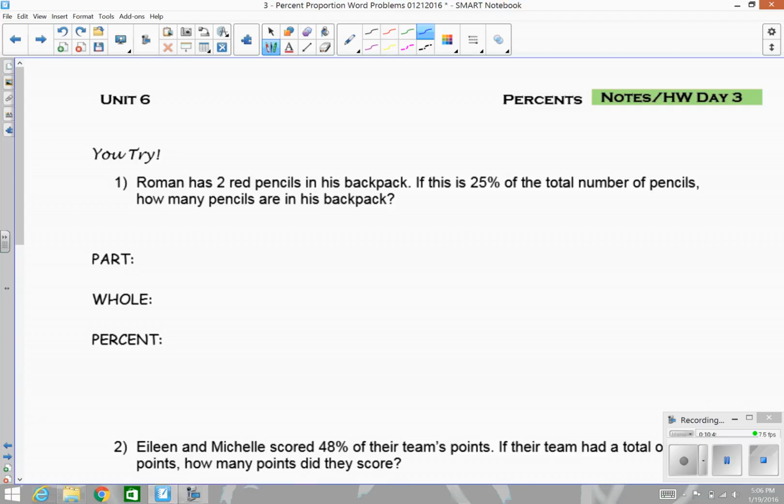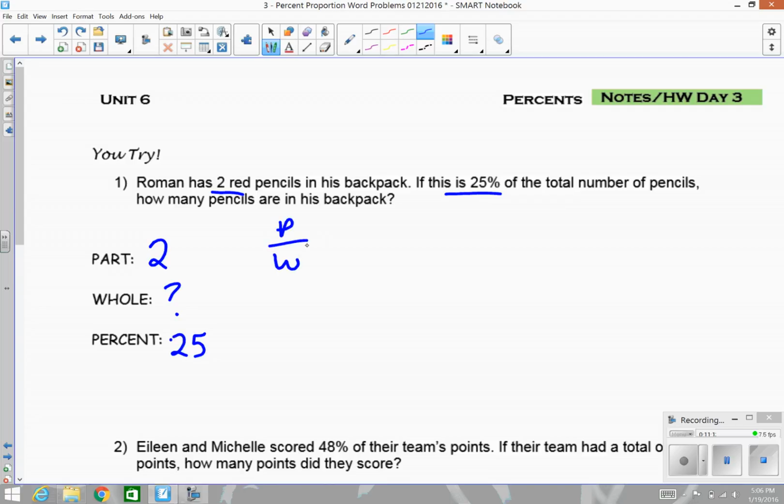Okay, I'm glad everyone had a chance to try these on their own. Let's go over them. It says Roman had 2 red pencils in his backpack. If this is 25% of the total, how many pencils are in his backpack? Okay, so he has 2, and this is 25% of the total, which means we don't have the total. We don't have the whole.